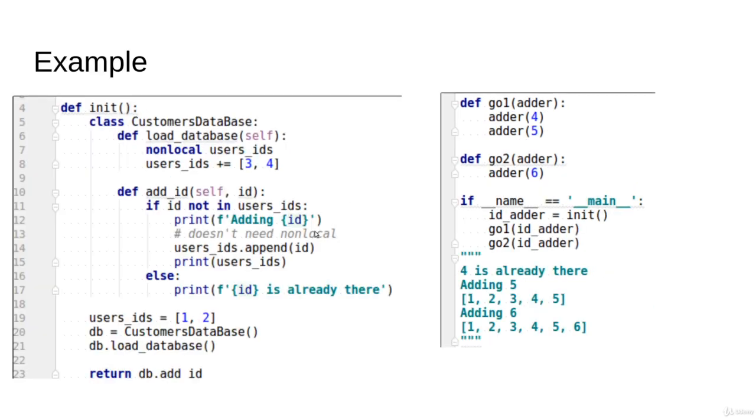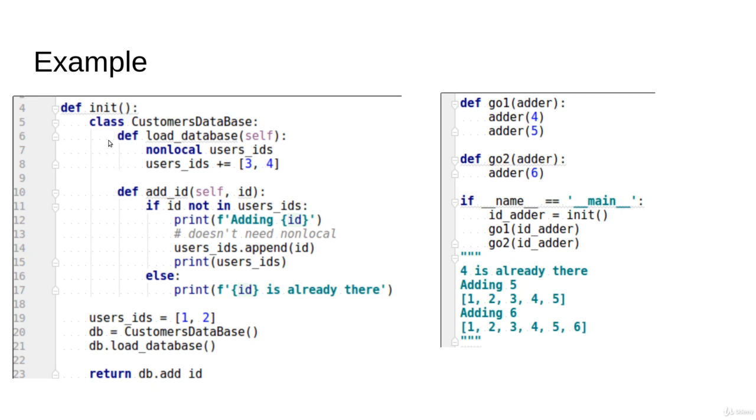Let's see another example to see how things might be a bit different. I'm defining here an init function. The init has a class inside it. So this is the first time for you to see a class defined inside a function. We can have nested functions and nested classes and all of this flexibility in Python.